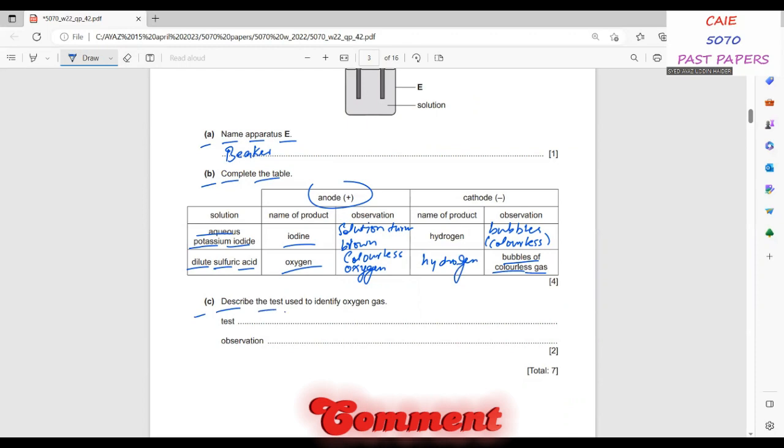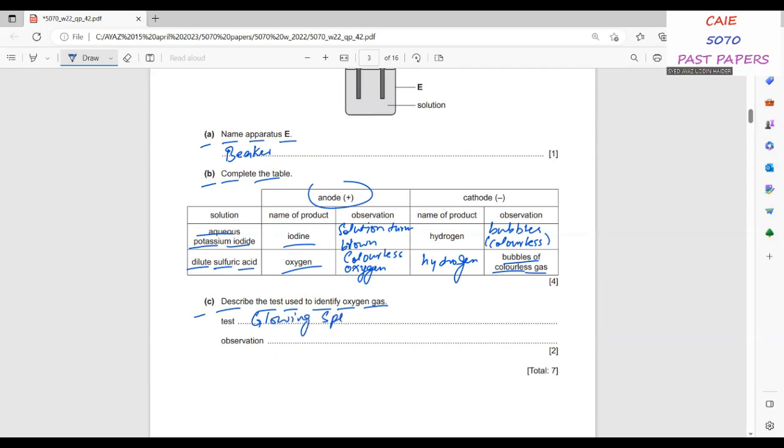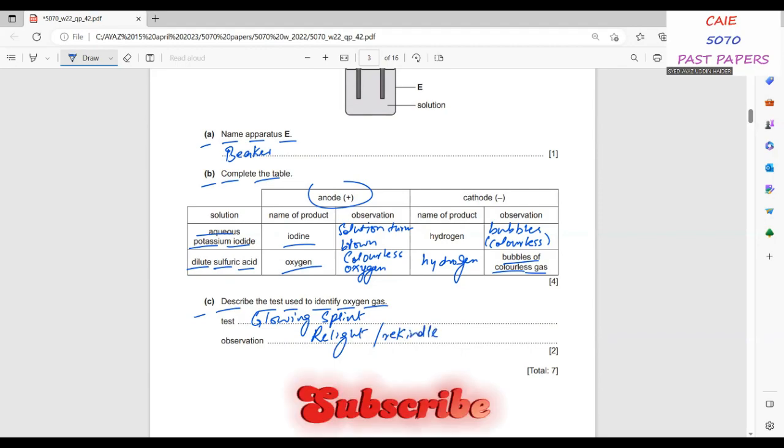C, describe the test used to identify oxygen gas. Glowing splint, and relight or rekindle, because oxygen helps in burning.